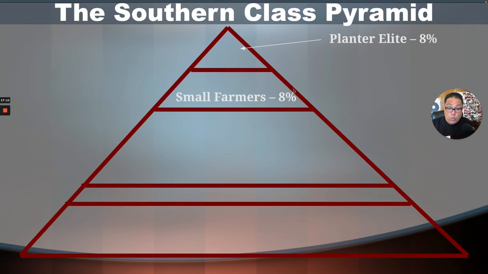For the most part, these small farmers are also working the land. If they do own enslaved workers, they're working the land alongside their enslaved workers. The planter elite are sipping their mint juleps out on the veranda while their enslaved workers, and white workers working for them as well, do the work on the plantation. So the planter elite are not doing any of the work themselves. They are living a life of comfort and ease, while the people who work for them, whether enslaved or free whites, are doing the work.